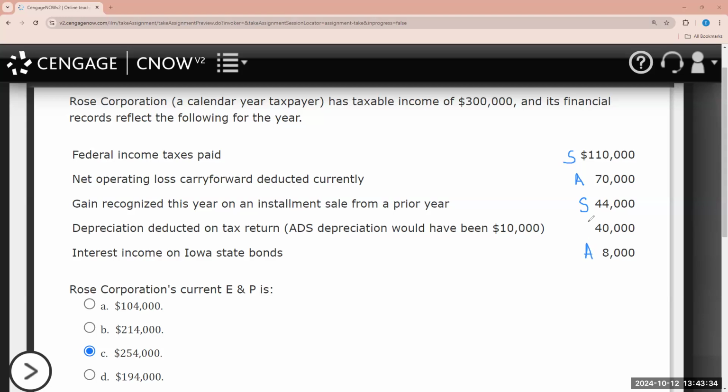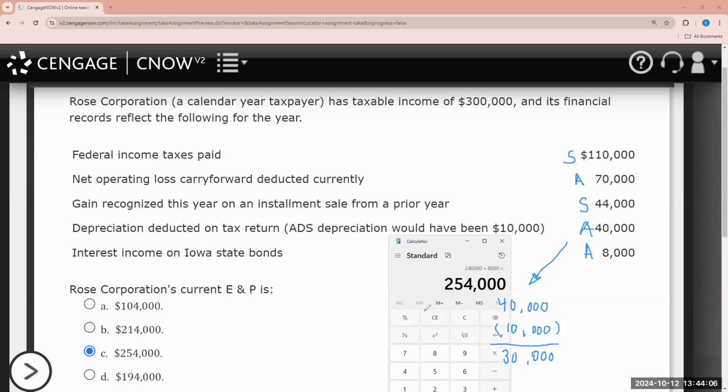And then the same thing for the depreciation deducted. But the key thing is that here we account for the difference. So the 40,000 minus the ADS of 10,000. So therefore the difference of 30,000 represents the amount to be added.